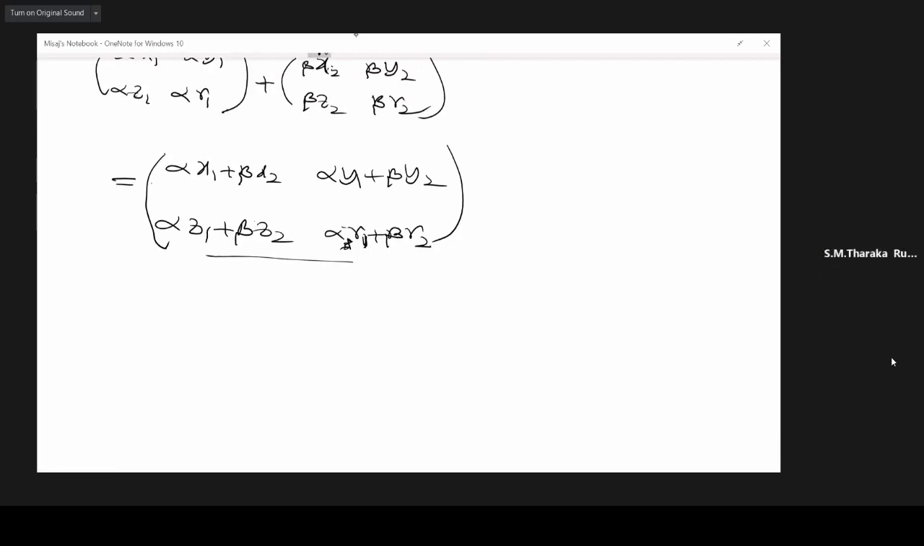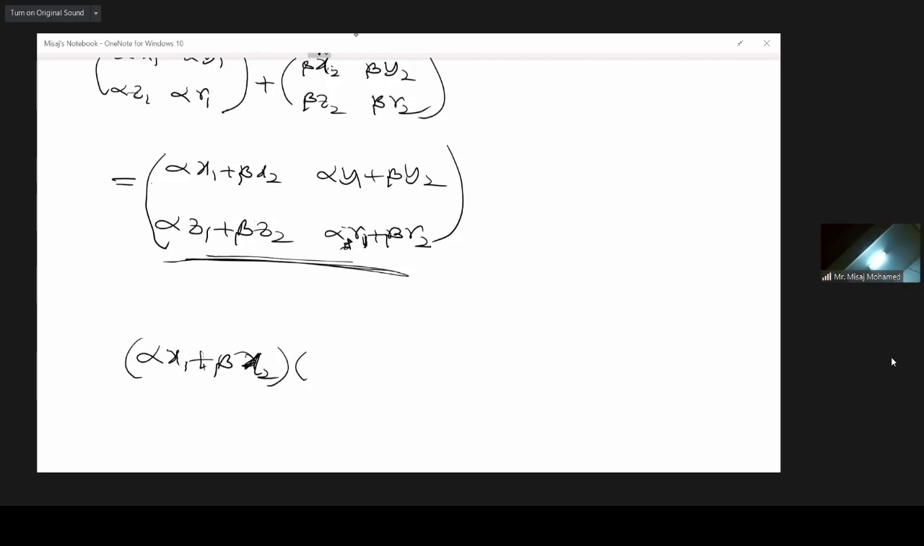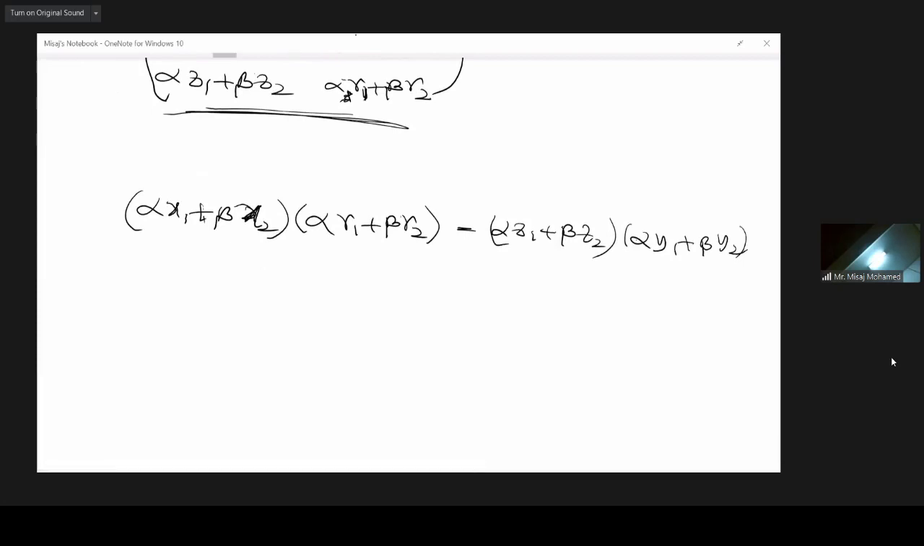What should happen? That should be 1. But what is the determinant of this matrix? Alpha x1 plus beta x2, alpha r1 plus beta r2, minus alpha z1 plus beta z2, into alpha y1 plus beta y2. Right. Simplify.